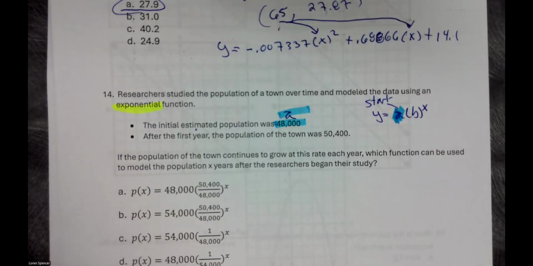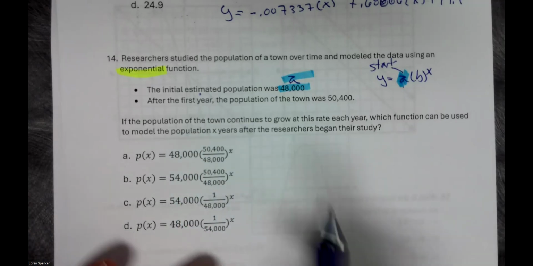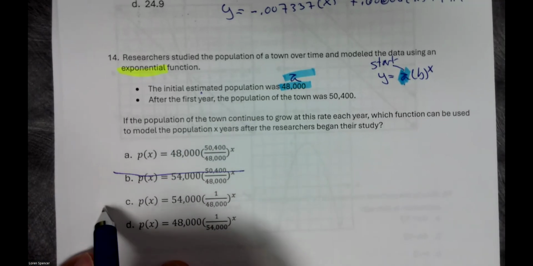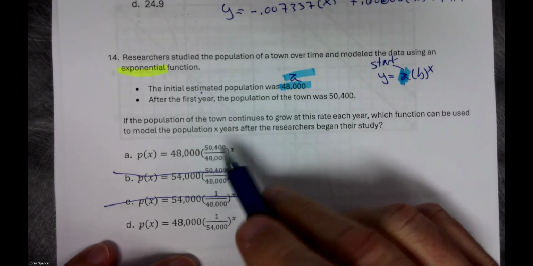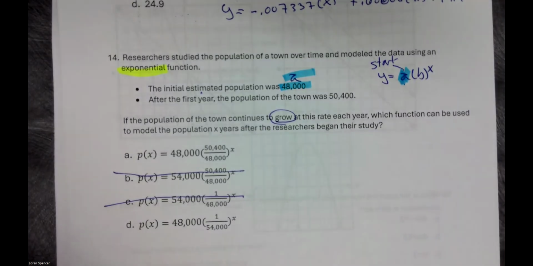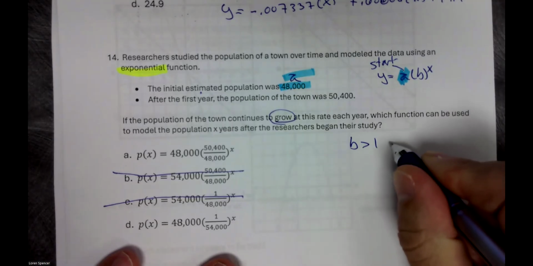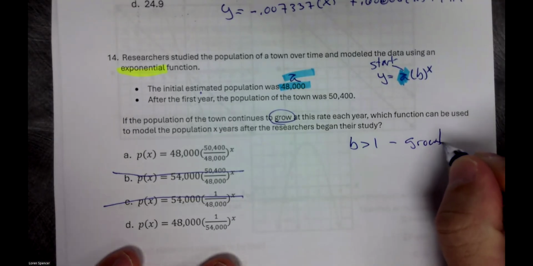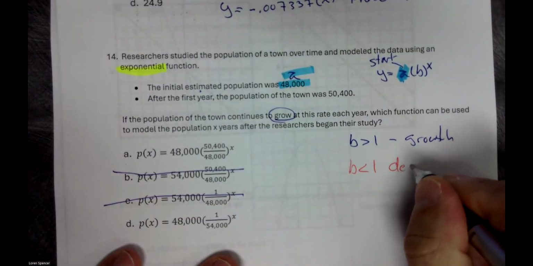After the first year, the population of the town was 50,400. Okay. So first off, we know A is 48,000. Well, if we know A is 48,000, that gets rid of B, and that also gets rid of C. So now we're down to these two. But this doesn't give me growth, all right? And they tell me it's growing, so I need a value greater than 1. If it's growing, B greater than 1 is growth. B less than 1 is decay.